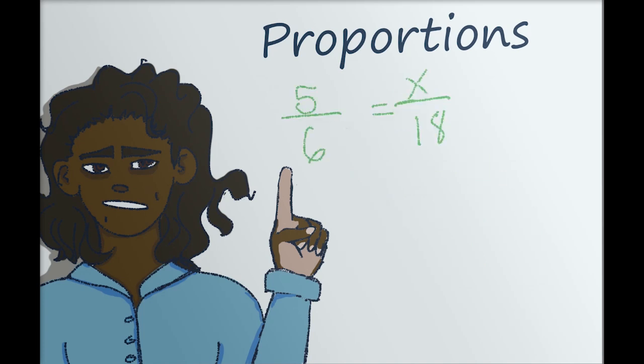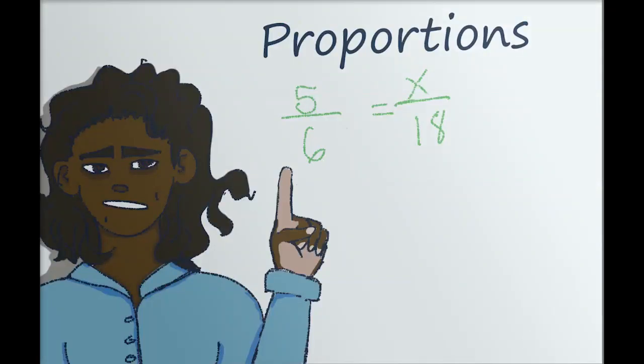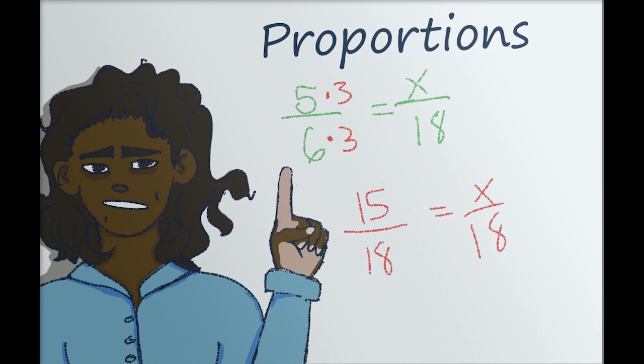For this next problem, we have a variable. This right here is a variable, and we have to solve for that. So first we have to find a common denominator. To do that, we can multiply these by 3. And that leaves us with 15/18 is equal to x over 18, which makes it safe to say that x is equal to 15.